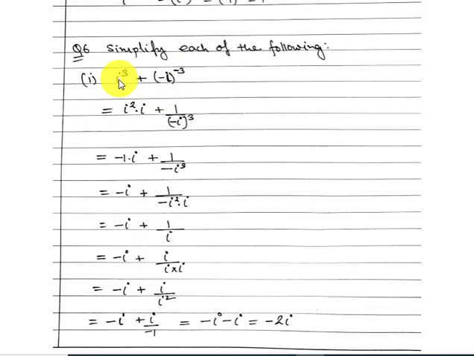So in the next step, this i to the power 3 can be written as i to the power 2 into i to the power 1. And plus minus i to the power minus 3 can be written as 1 upon minus i to the power 3. Clear? Now here, i square means what? Minus 1, so I wrote minus 1 into i.